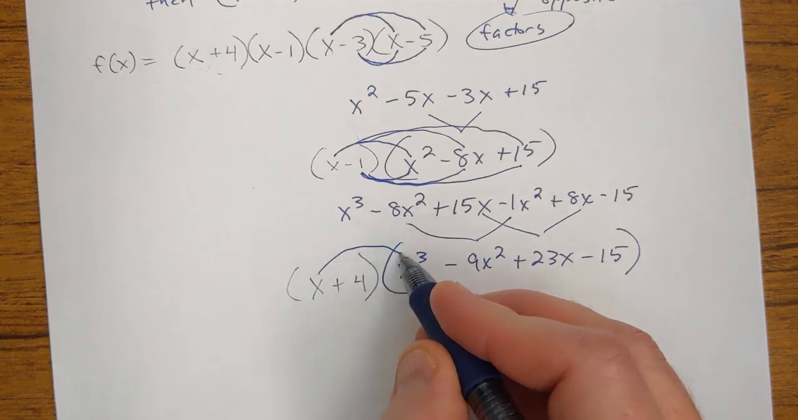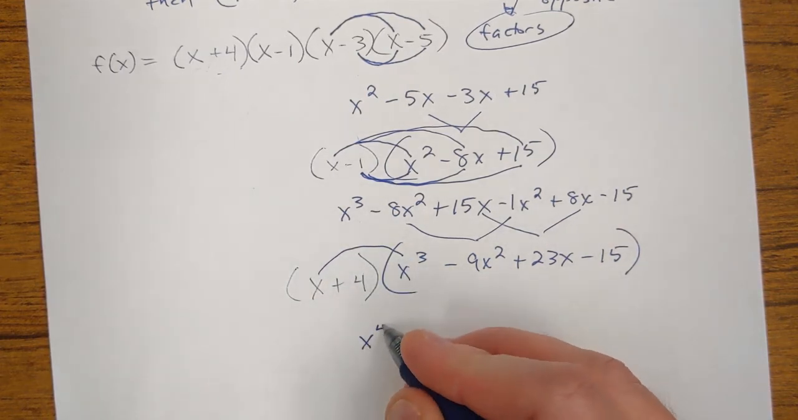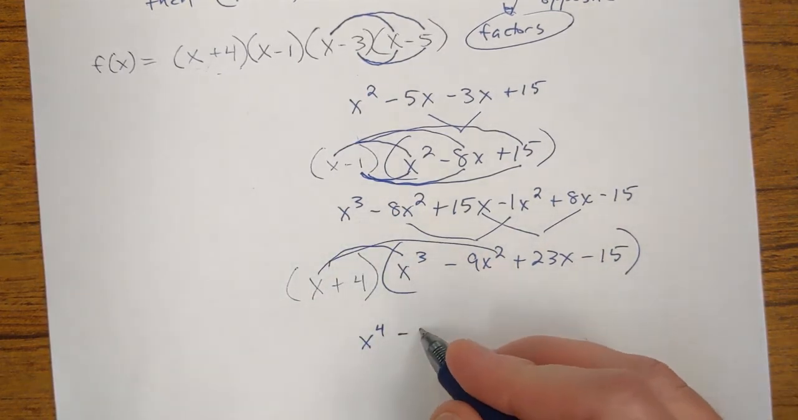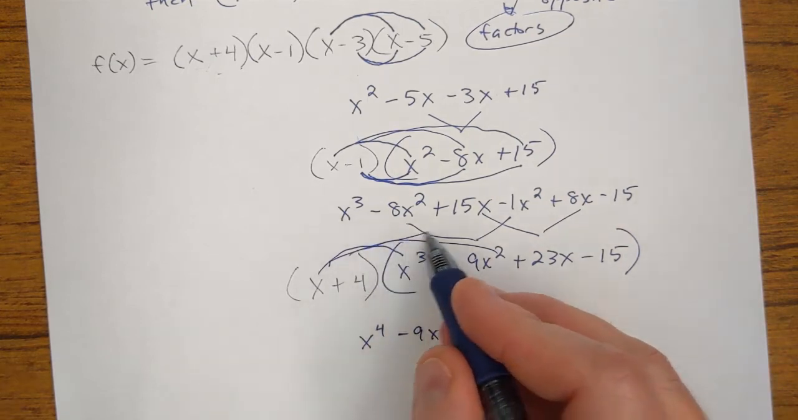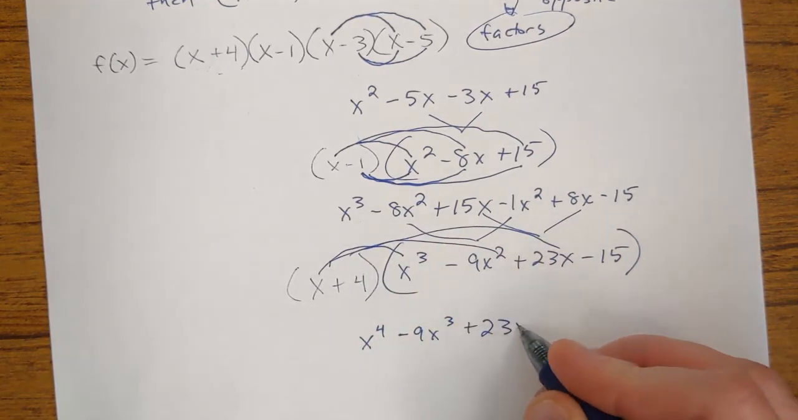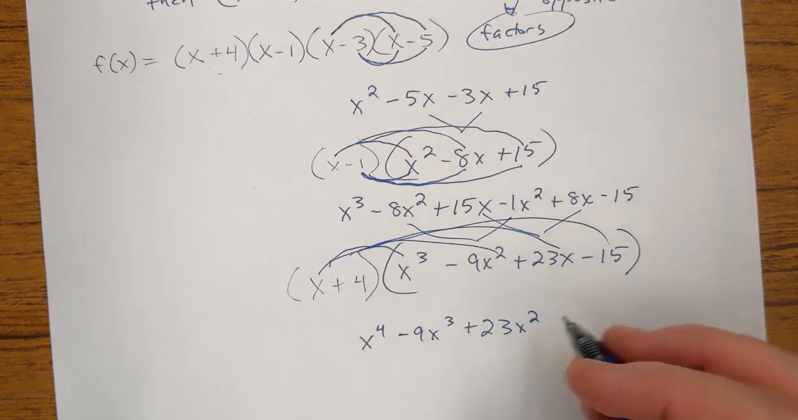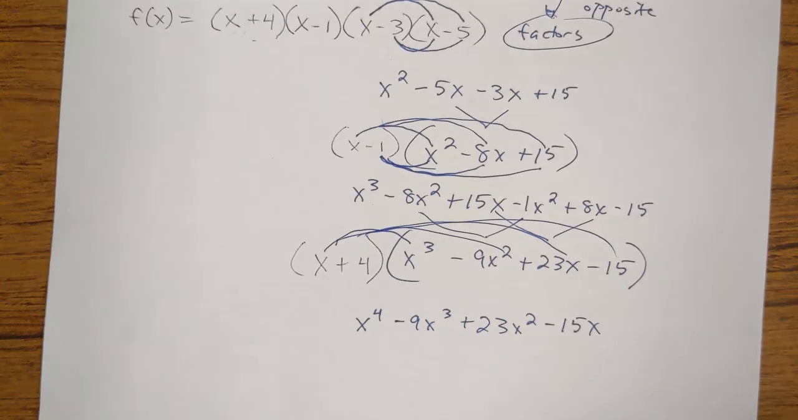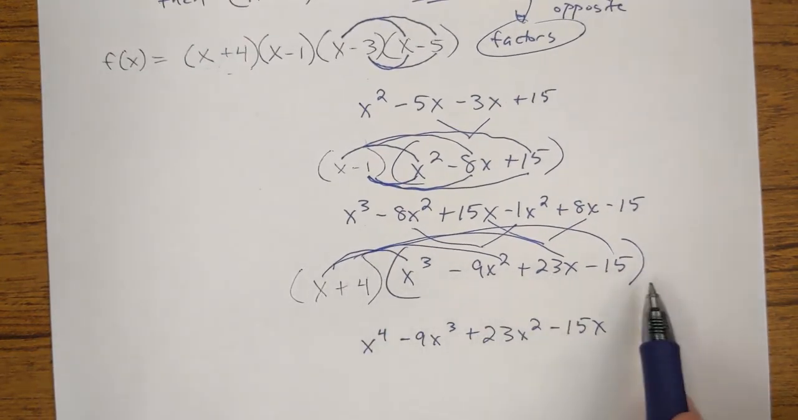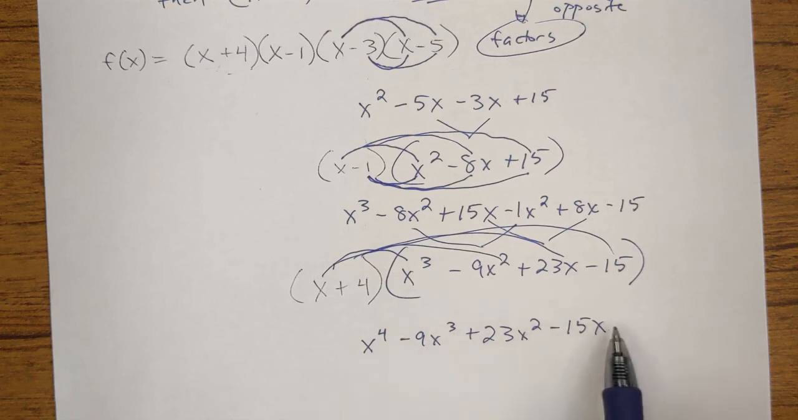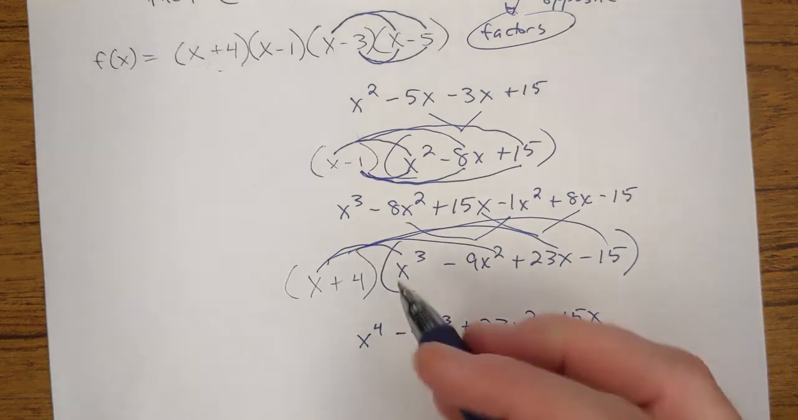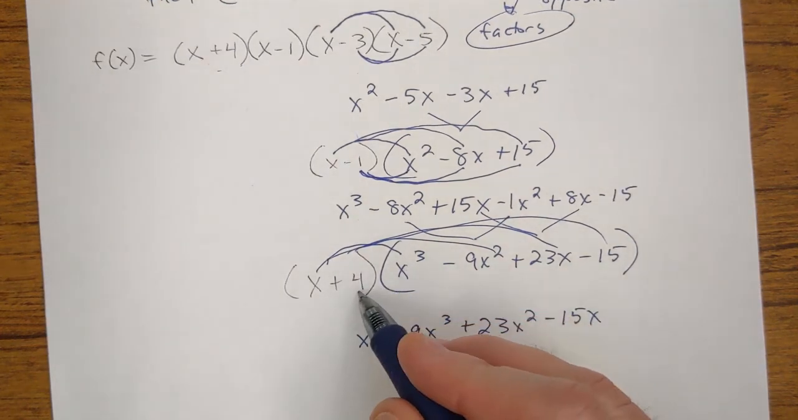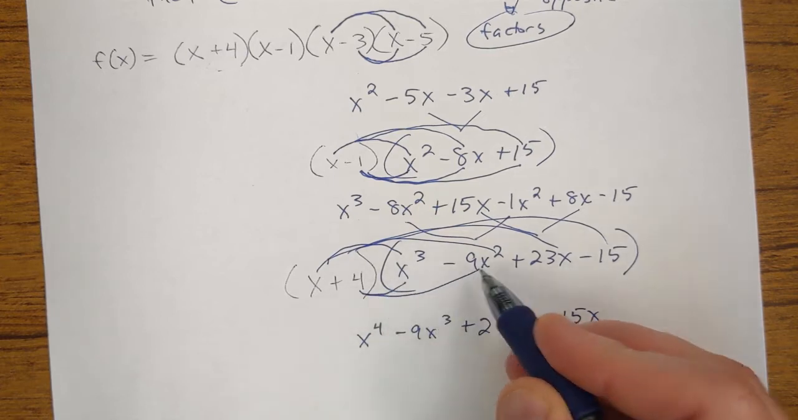I'm going to distribute the x. X times x to the third. X times 9x squared. X times 23. And x times negative 15. Notice when you multiply all of these by x, it just makes the degree go up by 1. Then I'm going to distribute the 4. I'm now going to times all of these things by 4.